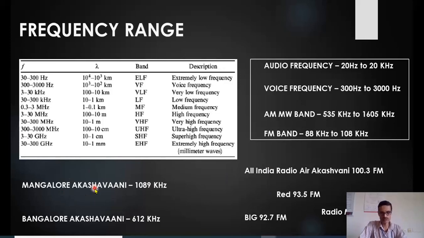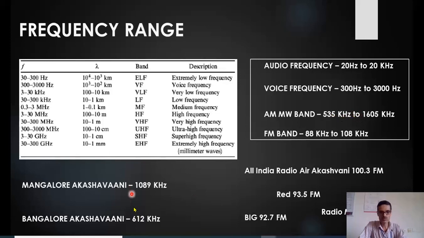Some examples I have quoted here for AM stations. Say the Bangalore AM station, that is medium wave band, Akashvani BSA. The frequency of that is 1089 kilohertz. Bangalore Akashvani, that is the Bangalore AM station, medium wave band, 612 kilohertz, which actually falls in this range.